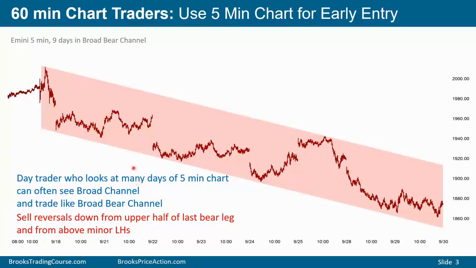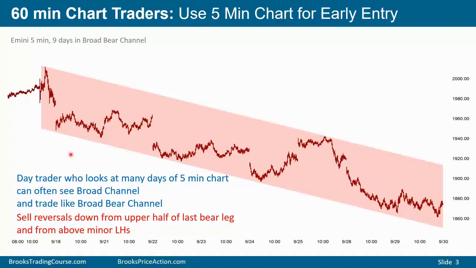My general approach is, if the market's in a broad bear channel, look to sell a pullback. Instead of selling a breakout to a new low, I look to sell a pullback that retraces about half of the prior leg down. So you're looking to sell somewhere in the middle third of the prior leg down. And also, you want to be selling reversals down from breakouts above minor lower highs.